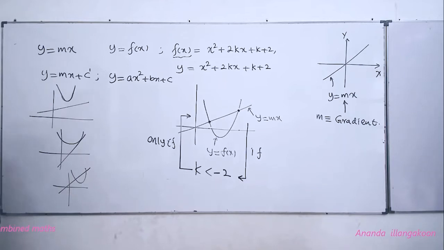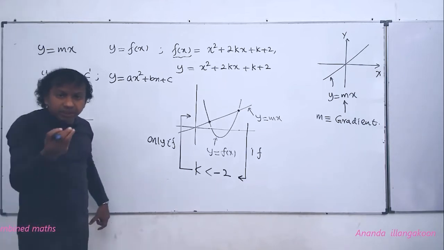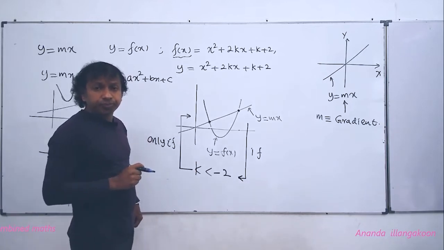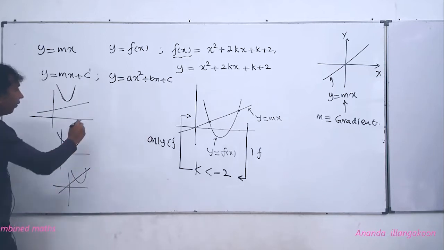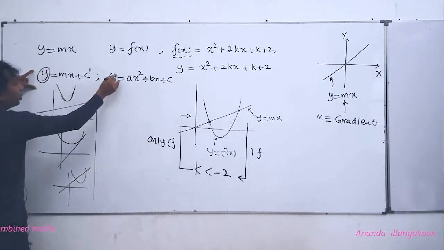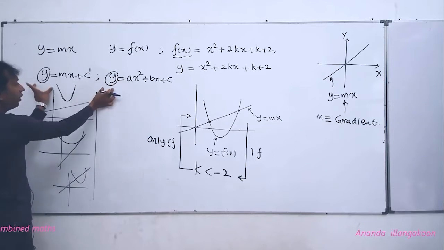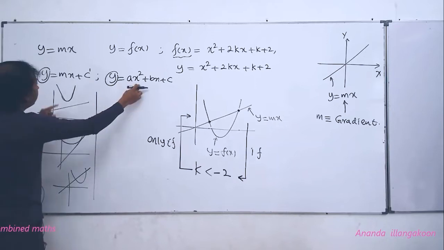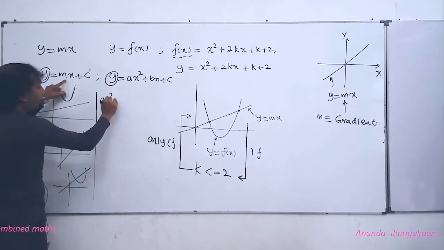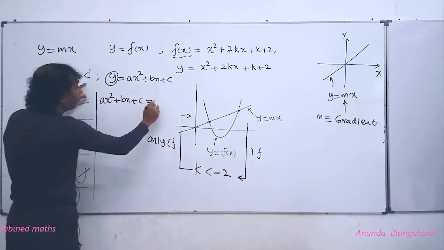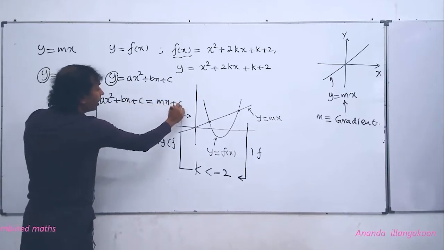To explain these three possibilities in a single statement, we suggested one method. What is that, people? What we did there, we equated this y and this y. Left hand side is equal means, people, the right hand side is equal. Then ax squared plus bx plus c equals mx plus c dash.